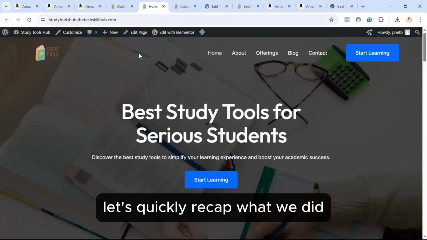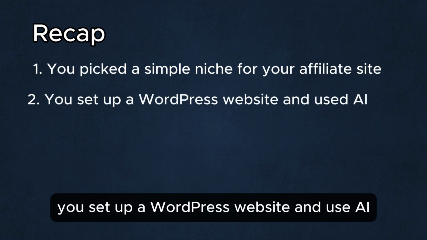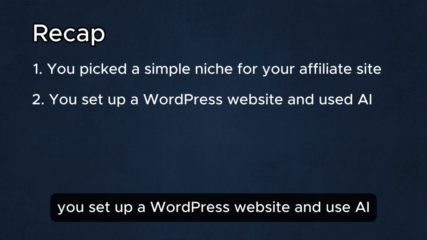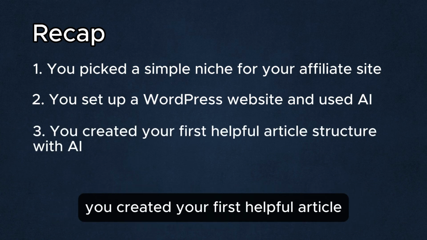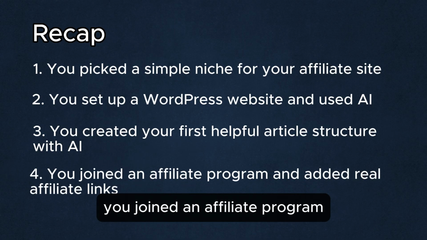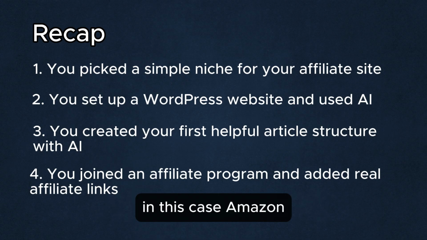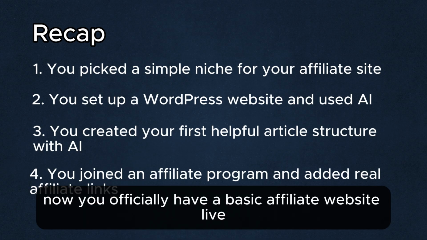Let's quickly recap what we did. You picked a simple niche for your affiliate site. You set up a WordPress website and used AI to generate the basic layout and starter content. You created your first helpful article structure with AI, then edited it in your own voice. You joined an affiliate program, in this case Amazon, and added real affiliate links to your posts. Now, you officially have a basic affiliate website live.